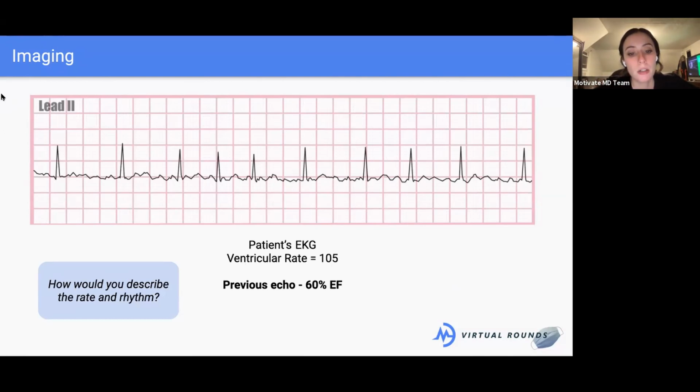And here, we see this funky baseline, right? It looks super irregular. So when we talked about it before, irregularly irregular. We're talking about rate and we're talking about rhythm. With the rate, we're going to be looking at the QRS complexes. So from one R to the other R would be our heart rate, right?